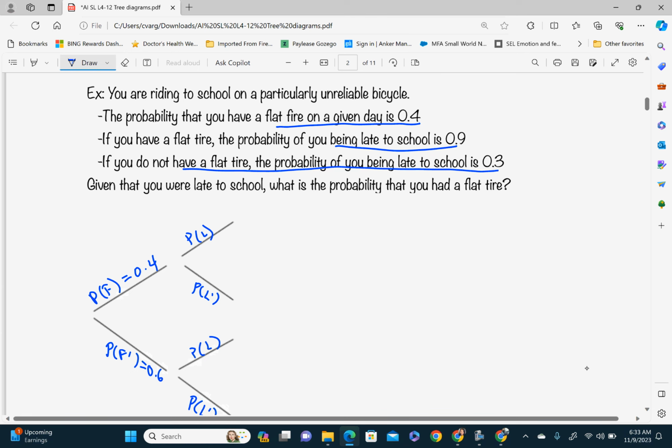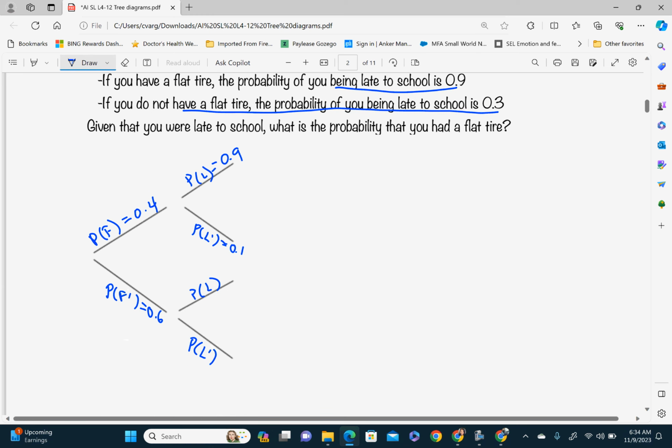Now let's take the second scenario. If you have a flat tire, following this path, the probability of you being late to school is 0.9. So this is 0.9, and this one by default is going to be 0.1, because again this has to add up to 1 whole. If you do not have a flat tire, following this path, the probability of you being late to school is 0.3, so this is 0.3, and the probability of you not being late is 0.7.